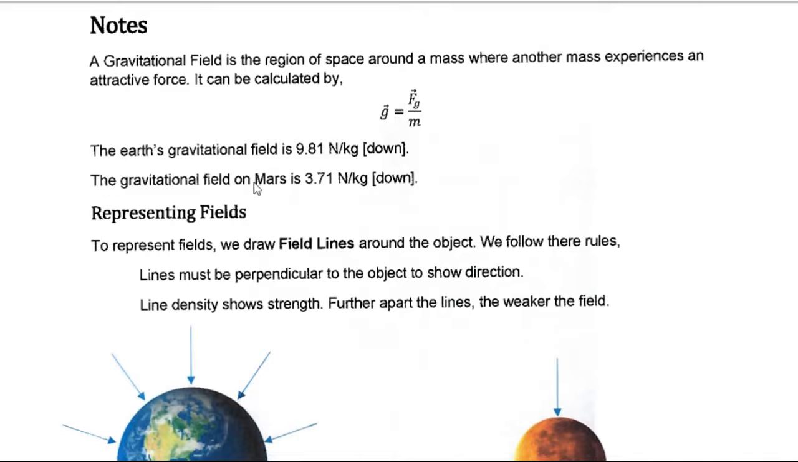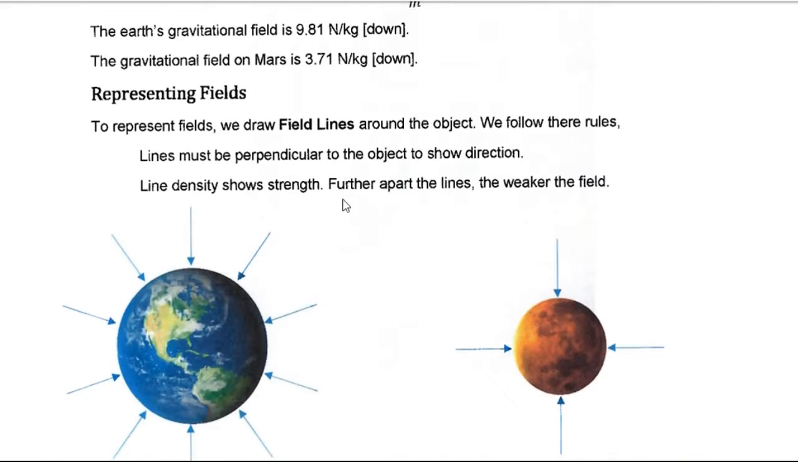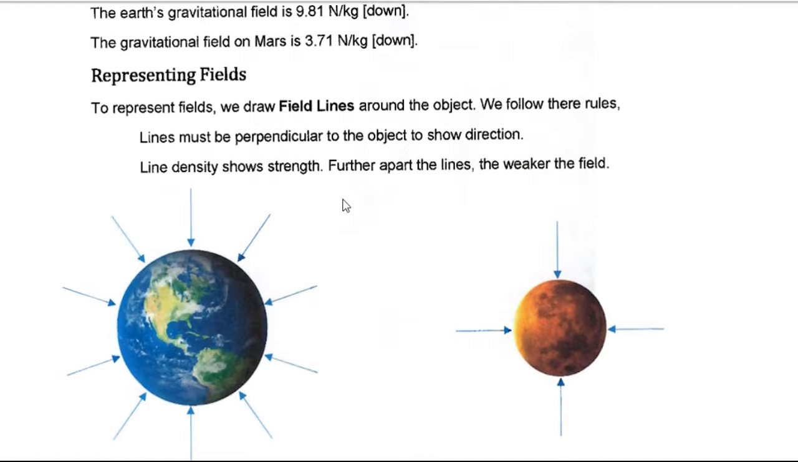Each planet has a different gravitational field. So as you can see over here, Earth's, as we see it, is 9.81, Mars is 3.71, etc. One of the things that will be maybe a little bit more unique this unit is the fact that we're going to be drawing field lines, and they can be represented in the following way.